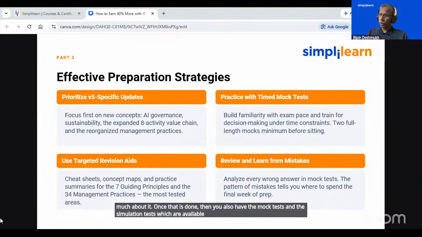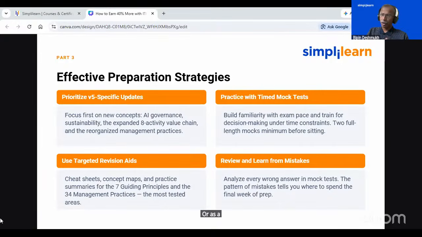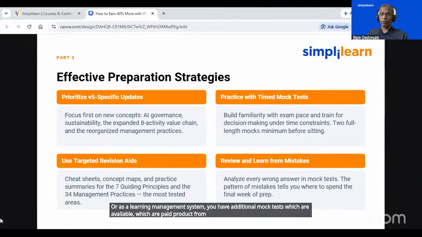In addition to what you have in Simplilearn as a learning management system, you have additional mock tests available, which are a paid product from PeopleCert. If you are interested, you can take that separately. You also have a retake from PeopleCert, which is additional. But if you clear it in the first attempt, you don't need a second attempt, and that money is not returned to you by PeopleCert. So make sure that you take it appropriately.